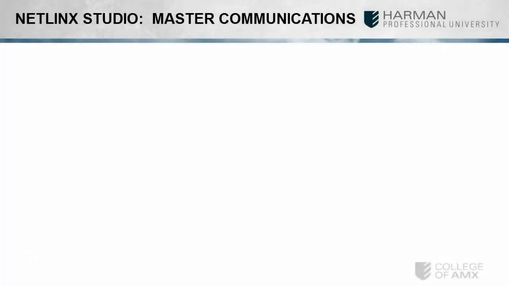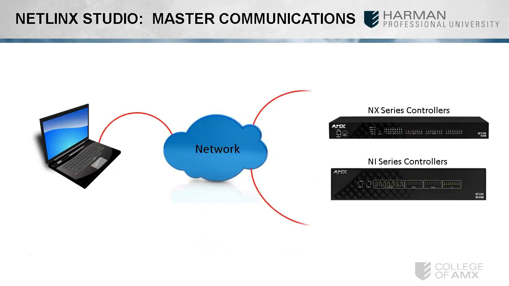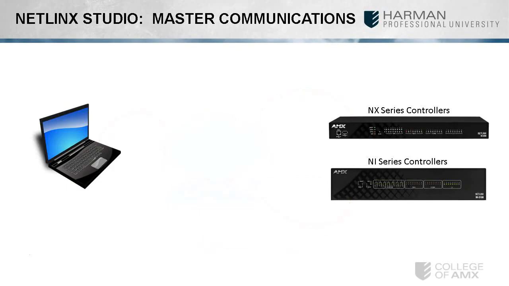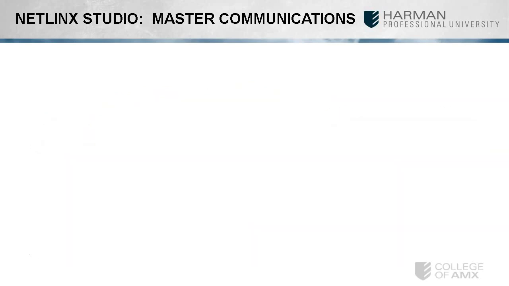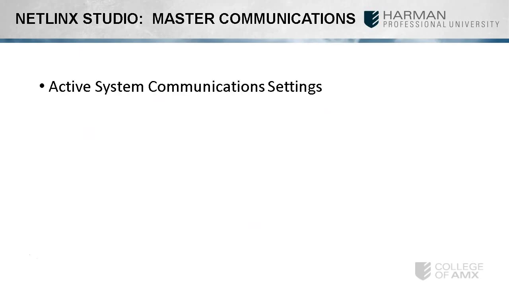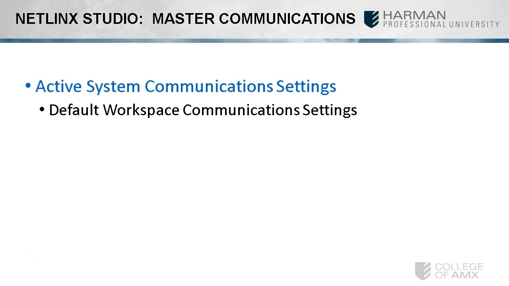In this next tutorial, we're going to discuss how to configure master communications settings. There are multiple ways to connect to a master, via an Ethernet network, via a serial connection to a PC, and via a USB connection to a PC. While Ethernet is the preferred connection method, serial and USB are useful when the IP address of the master is not known. Also, there are 2 types of master communications settings we are going to discuss: active system communication settings and default workspace communication settings. For now, we'll start with Active System Communications Settings.